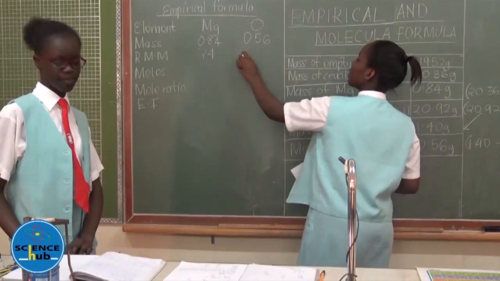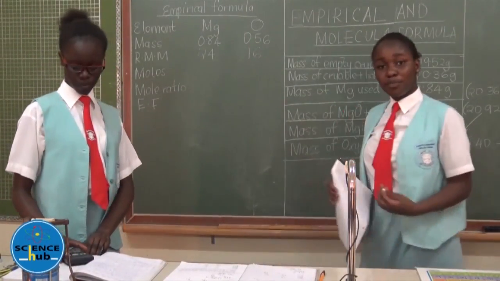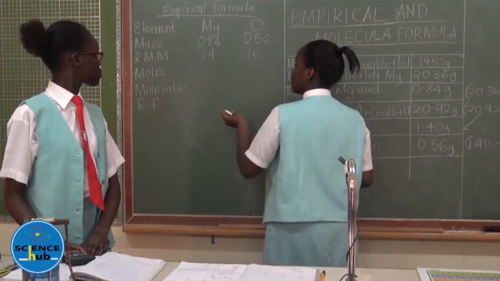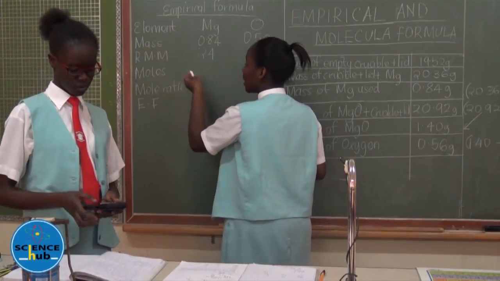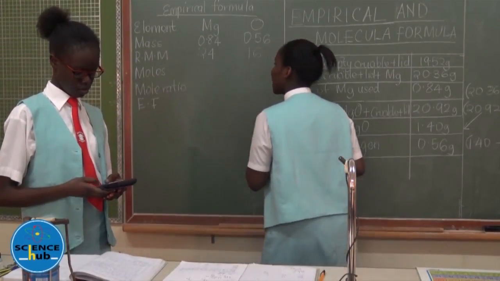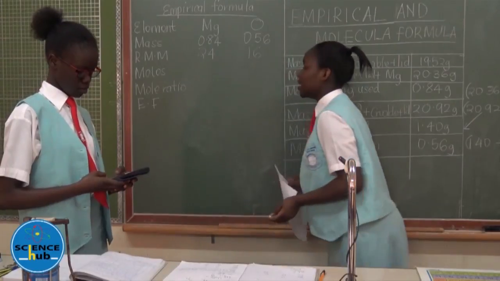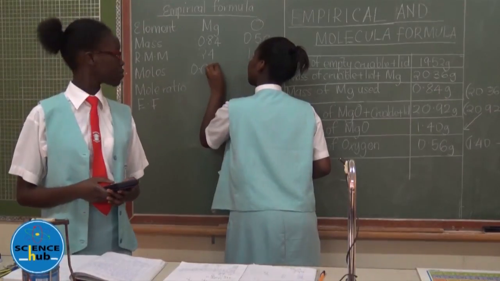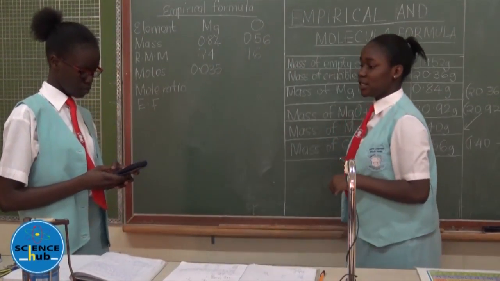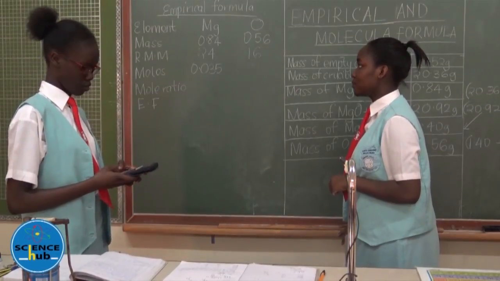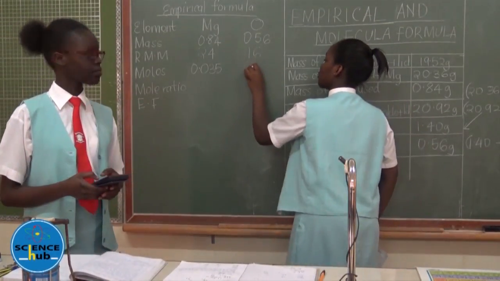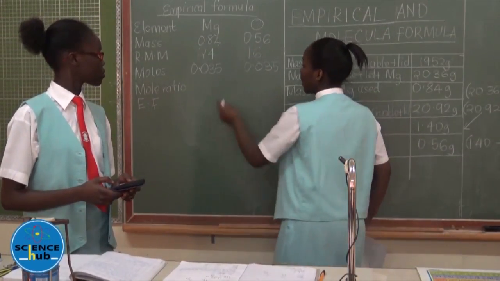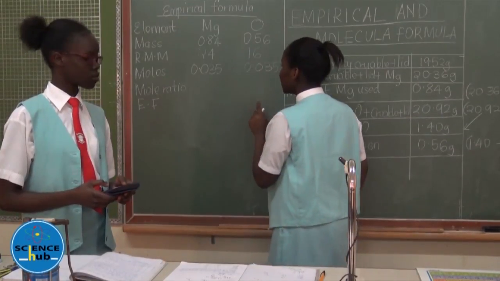From the previous video, they told us that we could calculate the number of moles by dividing the mass of an element by its relative atomic mass. So we shall divide 0.84 by 24. 0.035. The same thing is done for oxygen, 0.035.